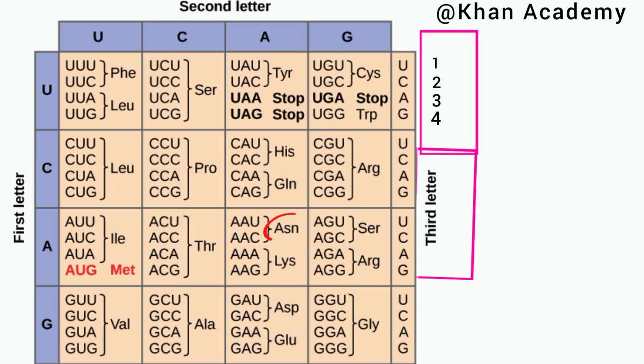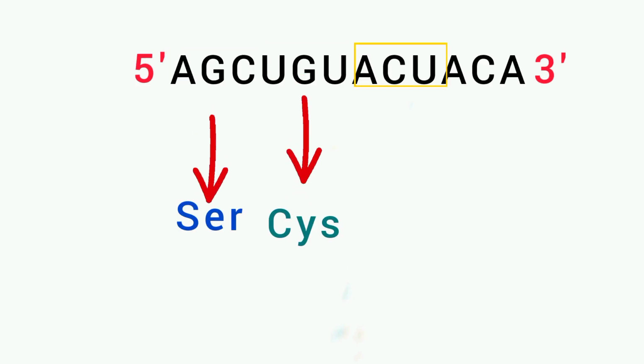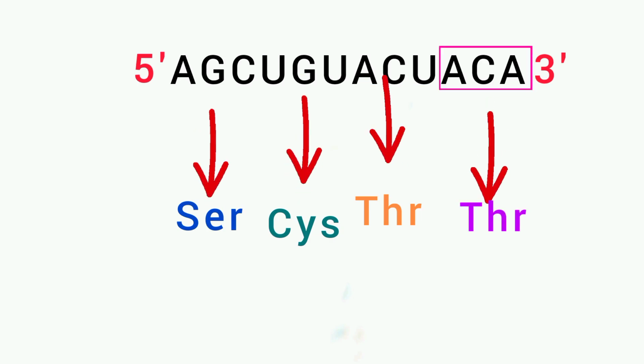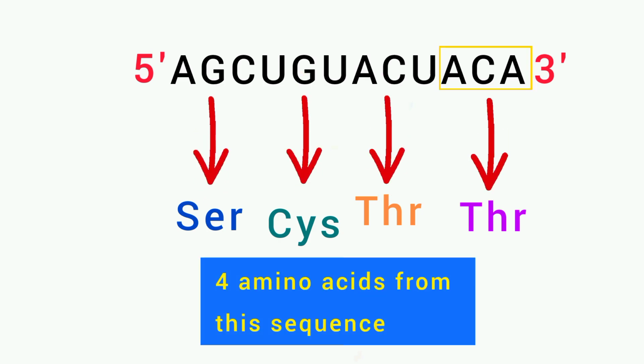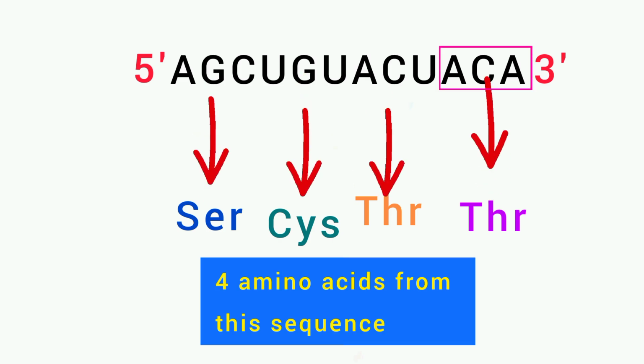We are going to use the genetic code to translate some information in the messenger RNA into amino acids. AGC from the genetic code is serine, UGU is cysteine, ACU is threonine, ACA is also threonine. When you look at the genetic code, you see that we have 4 amino acids from this sequence. So it's not hard. You can check your genetic code.